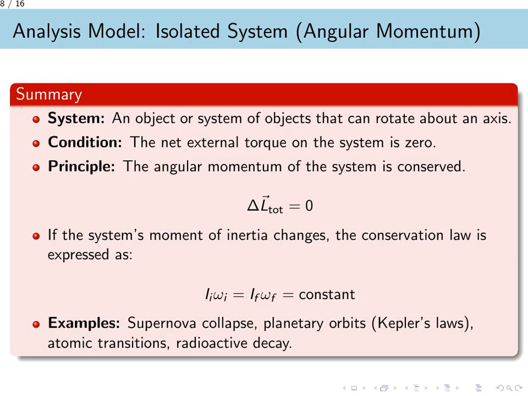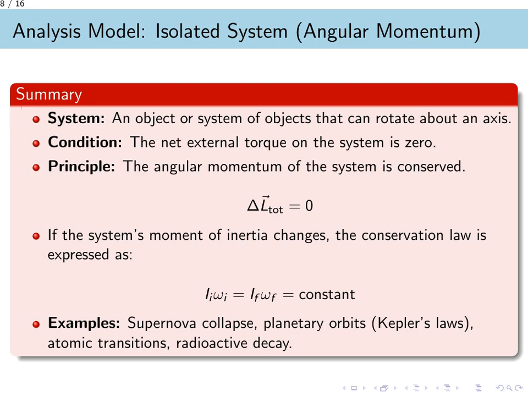This slide summarizes the powerful analysis model for an isolated system in rotation. This model applies whenever the net external torque acting on a system is zero, which is a very common situation in physics. The fundamental principle is straightforward. If there is no net external torque on a system, its total angular momentum remains constant. This means the change in the total angular momentum, delta L, is zero.